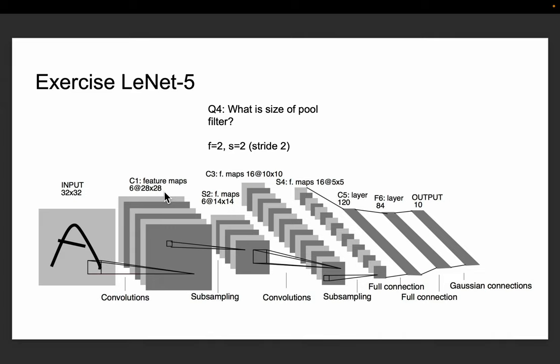How did we get to know? So typically you know the stride and then you get the output. Okay, so we get from 28 cross 28 cross 6 to 14 cross 14 cross 6.